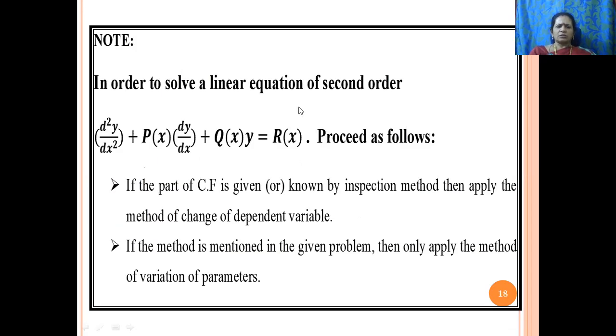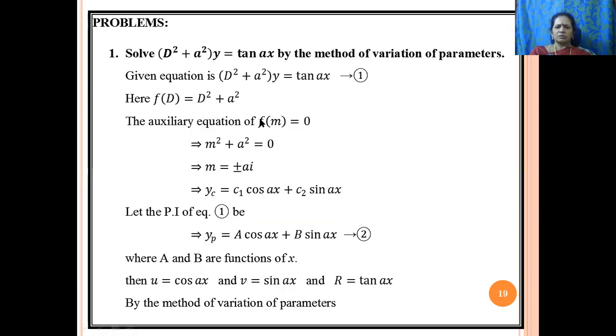Right, so in order to solve a linear equation of second order, we have to follow the following methods. Suppose the complementary function is given, then as usual, you can find the general solution. Suppose it is not given, then using the inspection method, find out the complementary function. If the method is mentioned in the given problem, then only apply the method of variation of parameters. That is this method. So these are the problems on variation of parameters.